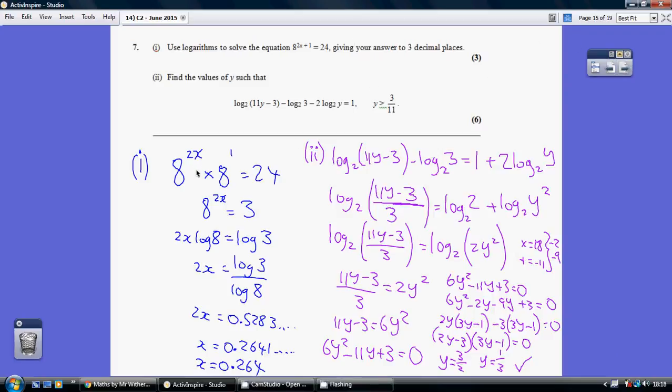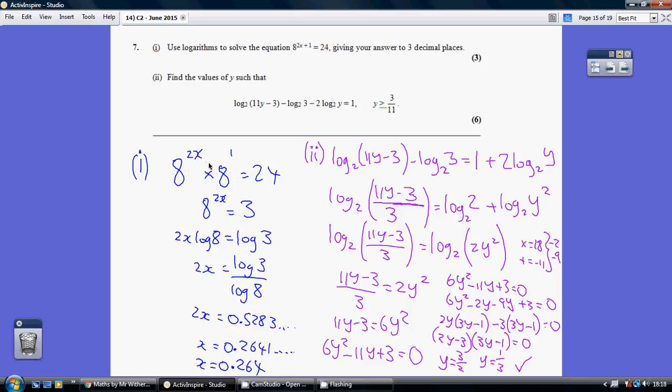So, part 1. I remember this can be split down to being 8 to the power of 2x multiplied by 8 to the power of 1 being 24. I mean, we're more familiar with it in reverse, really. You know, when we multiply, we add the powers, so that would give us 8 to the power of 2x plus 1. So I think that's the hard bit, really.